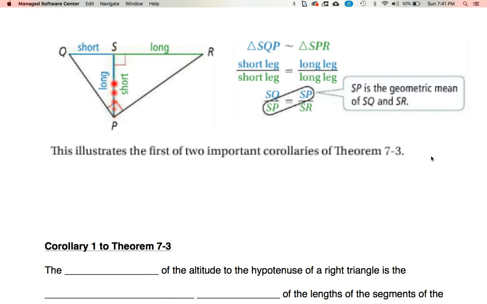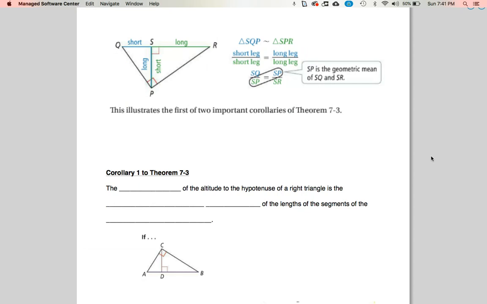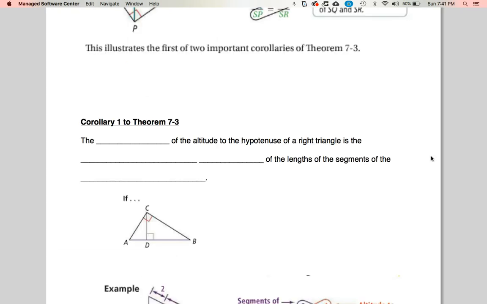So this altitude that we've been talking about is actually the geometric mean, meaning its length. Corollary 1 to 7.3. The length of the altitude to the hypotenuse of a right triangle is the geometric mean of the lengths of the segments of the hypotenuse.